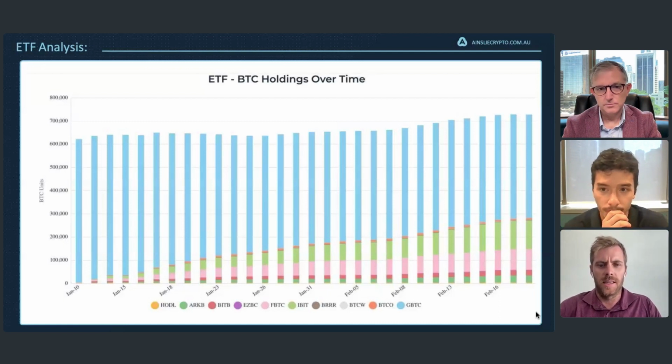So you'll see they're bleeding a lot of Bitcoin to them. GBTC also has quite high fees. I think they're sitting at about 1.5% for their fees, whereas BlackRock is around 0.25%.